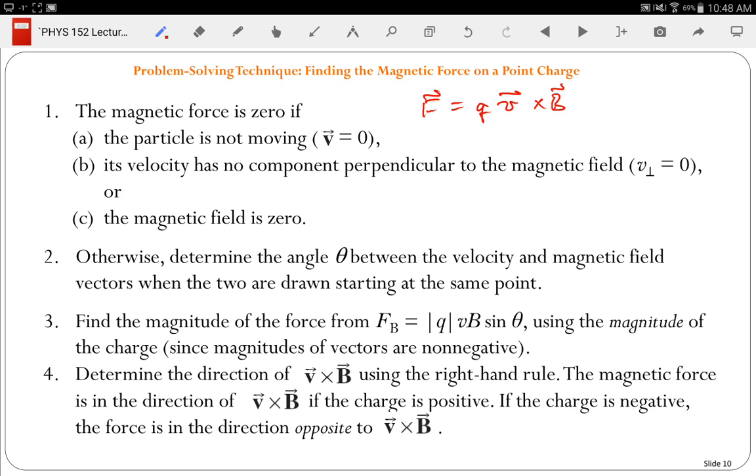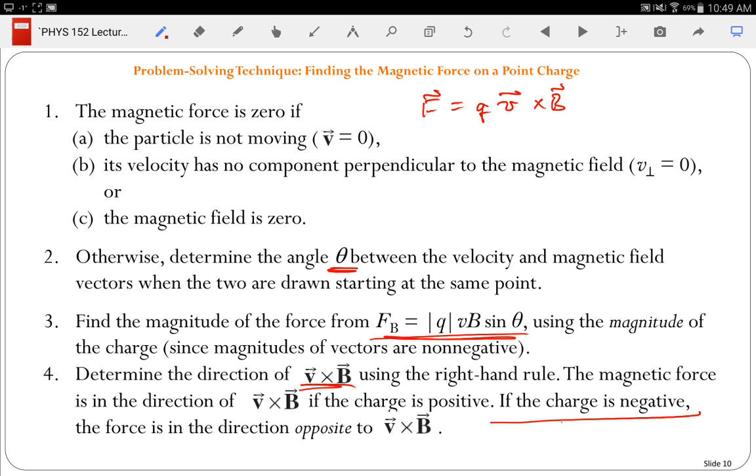If none of those are the case, then start by determining the angle between the velocity and the magnetic field. Then calculate the magnitude of the force, like I just said. Use the absolute value of charge, so you just have a positive value for the force. Then determine the direction of the cross product. And finally, if the charge is negative, you have to reverse the direction. So those are 4 steps to finding the force of a charge moving in a magnetic field.